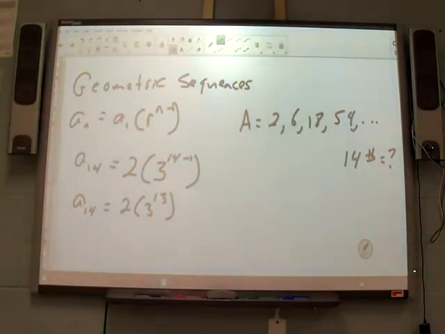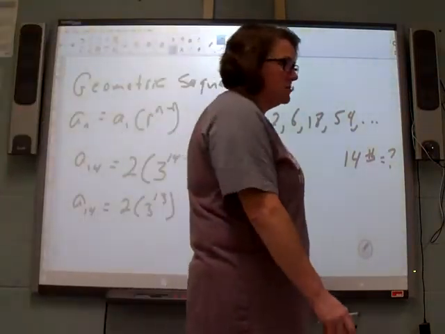Now, 3 to the 13th power is nothing to cough at. That's a pretty big number. You're talking about 3 times 3 times 3 times 3 times 3, and so on, thirteen 3s multiplied together.